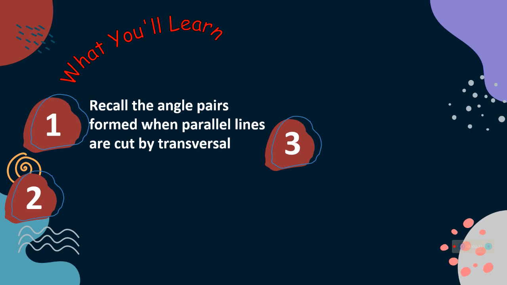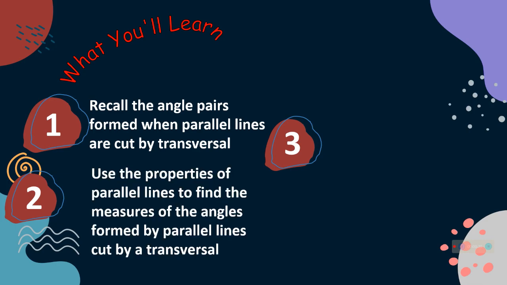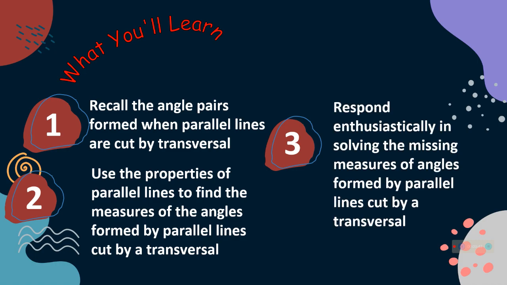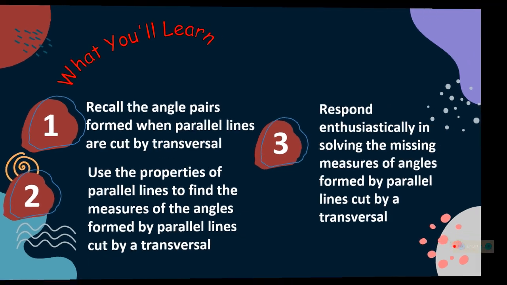1. Recall the angle pairs formed when parallel lines are cut by a transversal. 2. Use the properties of parallel lines to find the measures of the angles formed by parallel lines cut by a transversal. 3. Respond enthusiastically in solving the missing measures of angles formed by parallel lines cut by a transversal.